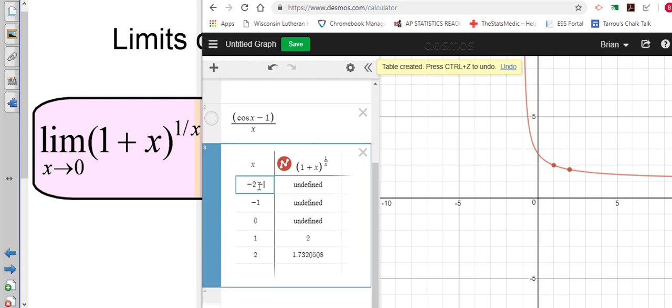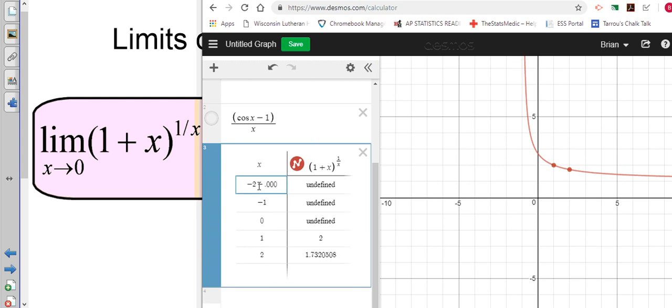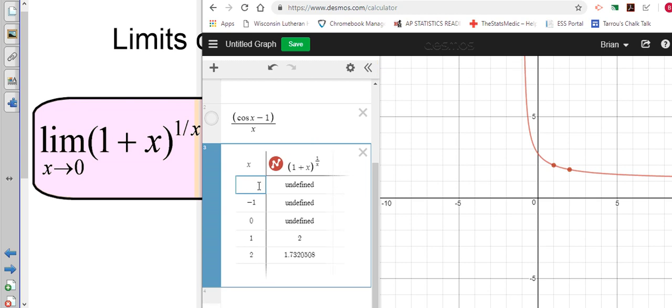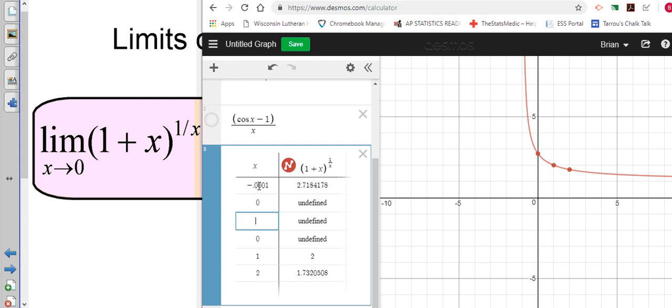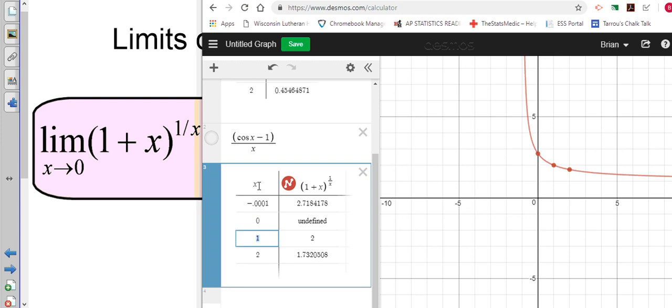So if we put in negative 0.0001, we get 2.72. That's what we get right there. Now, when you plug in 0 itself, we know it is undefined. And as you plug in different values very, very close to 0, let's go to the other side, 0.0001, you see that we are approaching the same value.